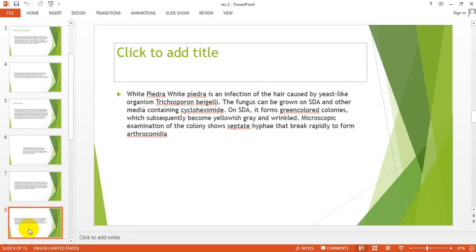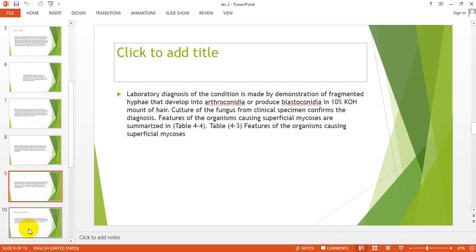White piedra is an infection of the hair caused by the yeast-like organism Trichosporon beigelii. The fungus can be grown on SDA and other media containing cycloheximide. On SDA, it forms green-colored colonies, which subsequently become yellowish-gray and wrinkled. Microscopic examination of the colony shows septate hyphae that break rapidly to form arthroconidia.